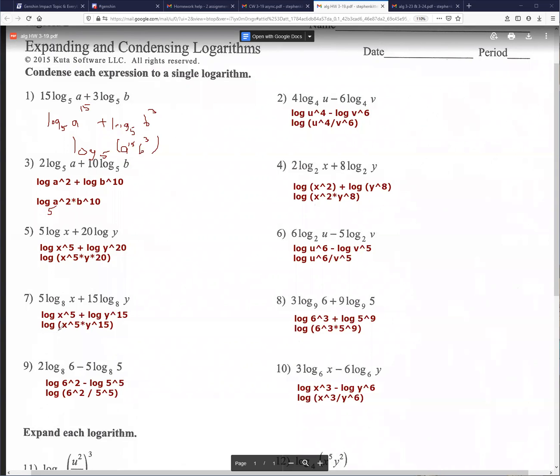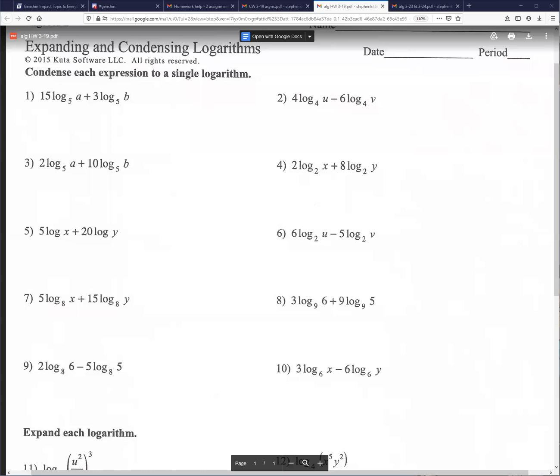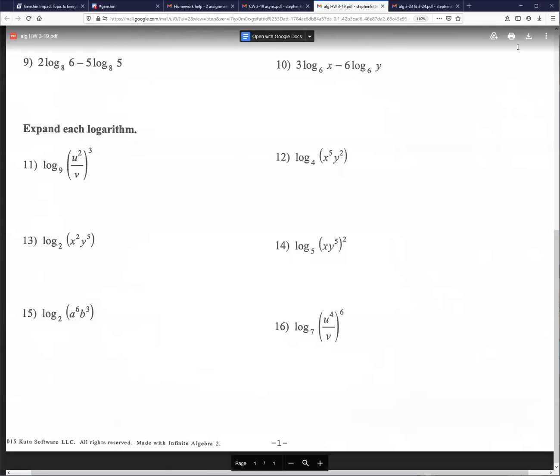So that's a 5, that's an 8, this is an 8, this is a 4, this is a 2, this is a 2, this is a 9, and this is a 6. That gets carried throughout the question. All right, so there is our condensation of logarithms, not to be confused with the condensation of like steam or anything like that, or water or whatever.